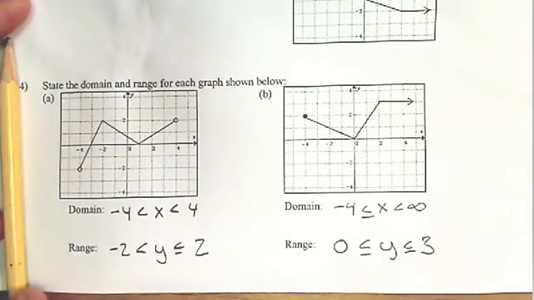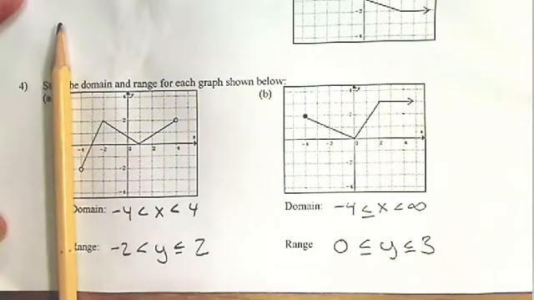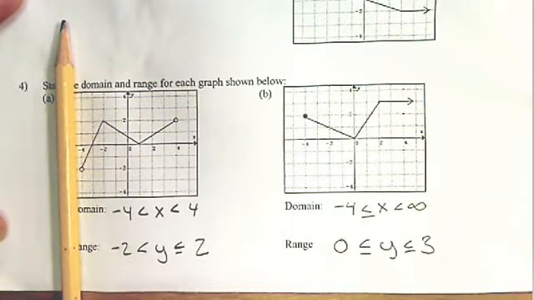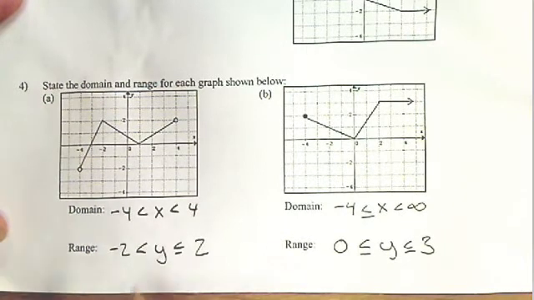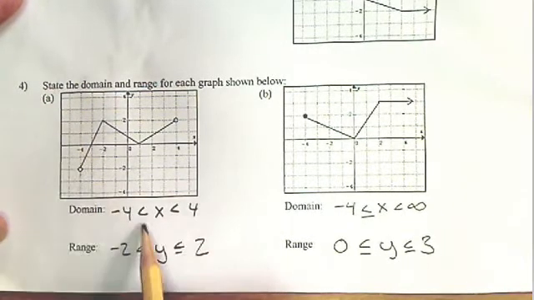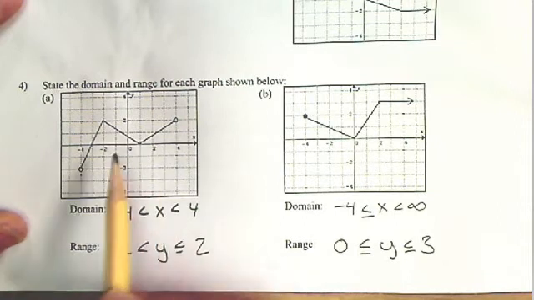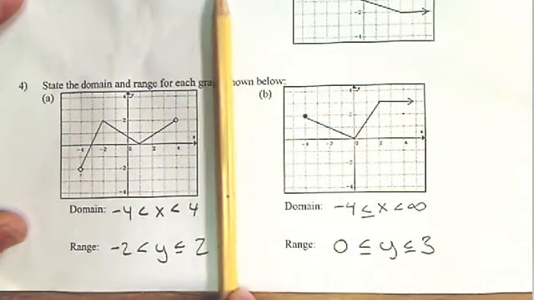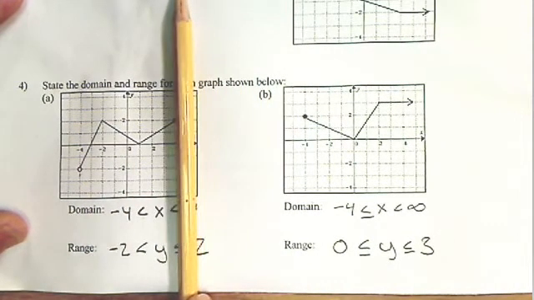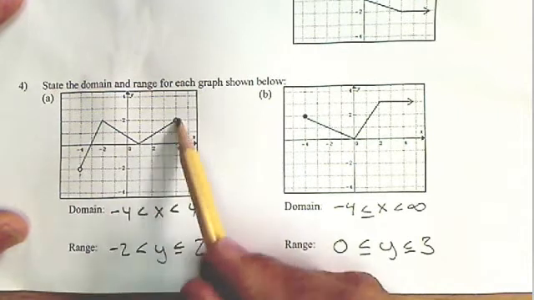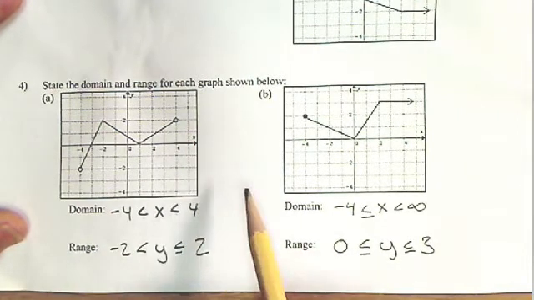My domain is my possible x values. What's my smallest x value? It's at negative 4. The open circle means it cannot equal negative 4. And then my largest x value is at 4. And that open circle says it cannot equal 4.